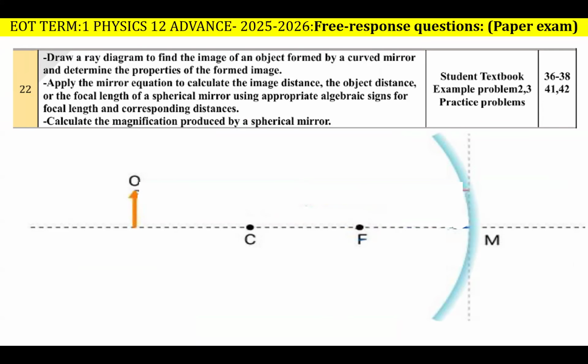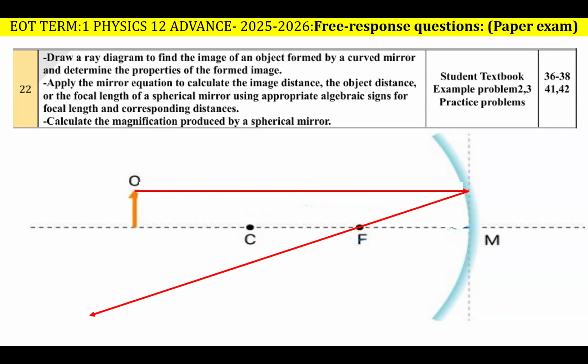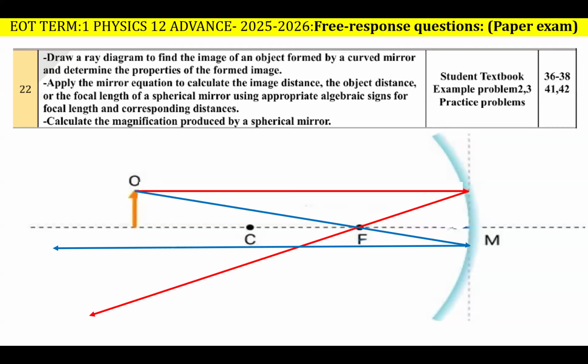This is a concave mirror and an object is kept here. I'm going to use the first ray, which passes parallel to the principal axis. After hitting the mirror, how should I draw it? It should pass through the focus. It gets reflected, then passes through the focus. So I draw the first one. The second one is a ray passing through the focus, and after reflection, it becomes parallel. I use a blue color for that. It passes exactly through the focus and then becomes parallel.